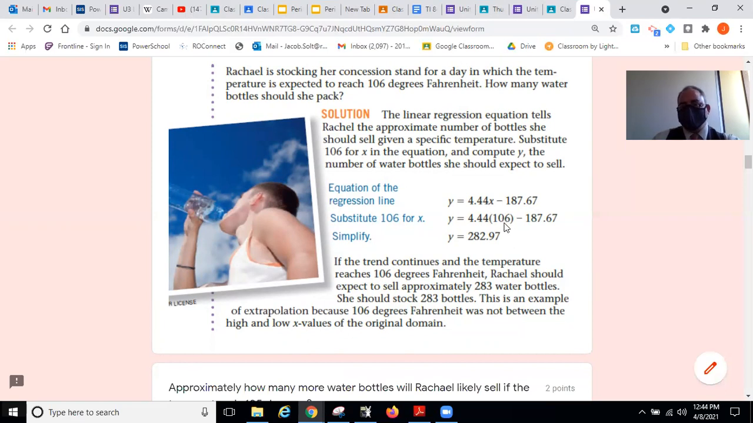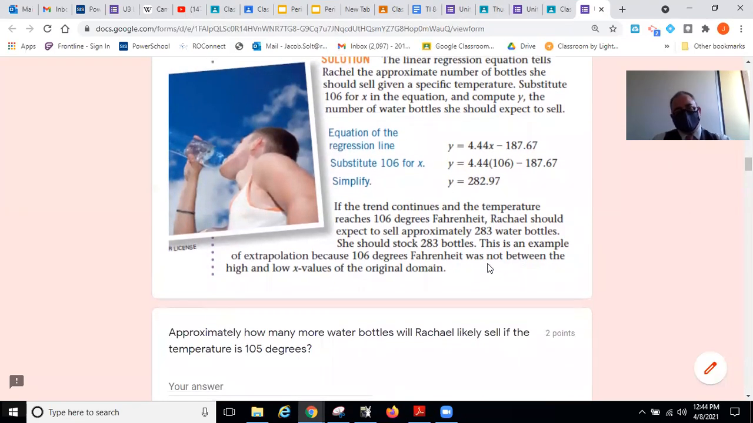We've just taken X and we've inserted 106 degrees, all right? 4.44 times 106 minus 187.67. We could predict that she will sell approximately 283 bottles of water, right? We can't sell a fraction of a bottle of water, so we round to the nearest water bottle. She should stock at least 283 bottles of water, right?